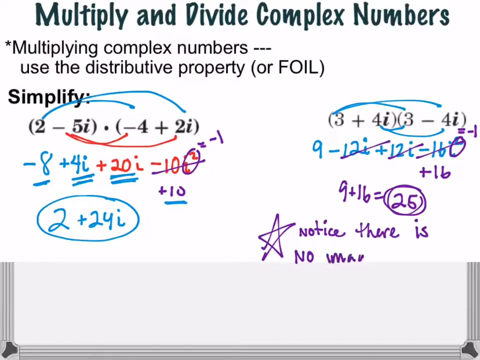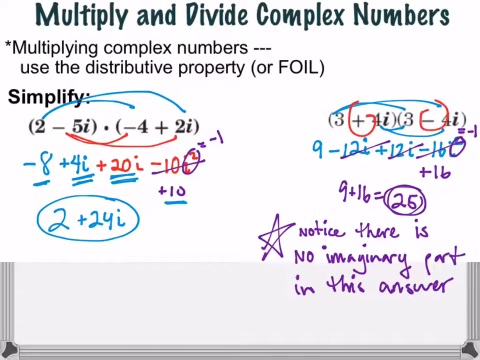So notice there is no imaginary part after this. So these two numbers are similar but different, changed only by the sign in the middle. These are called complex conjugates.